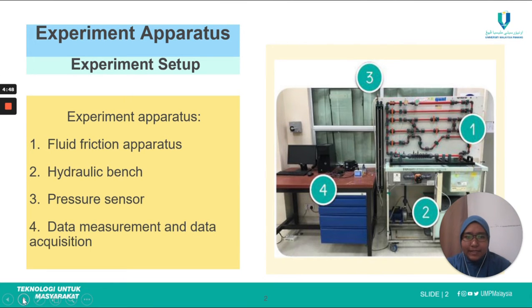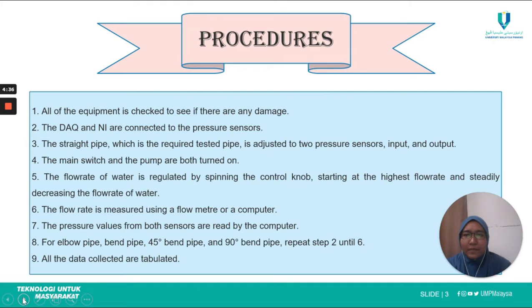Today I will explain about the method and procedure. Experiment apparatus: number 1 shows the fluid friction apparatus, 2 is the hydraulic bench, 3 is the pressure sensor, and 4 is the data measurement and data acquisition.